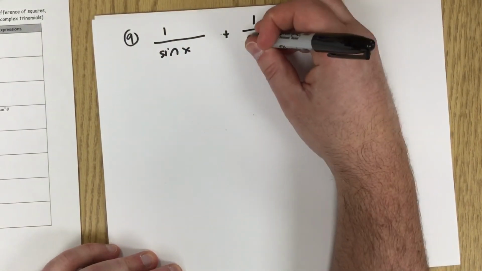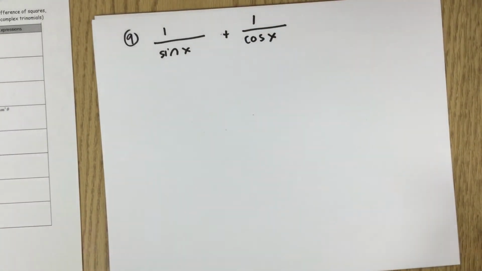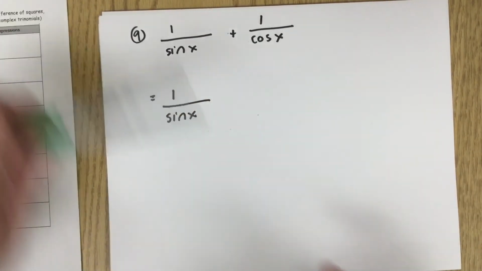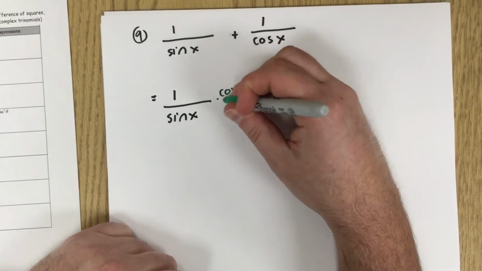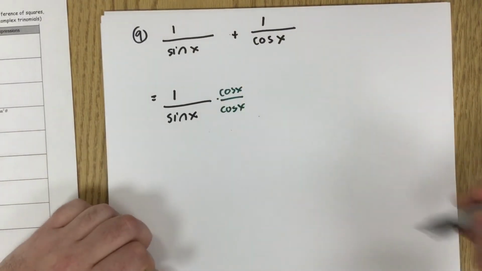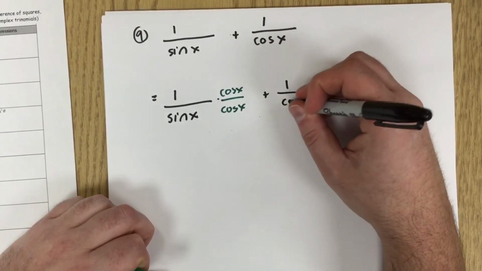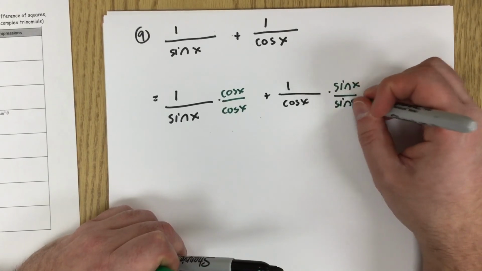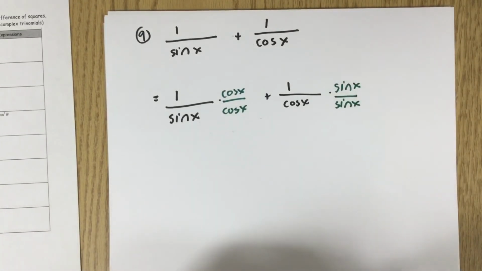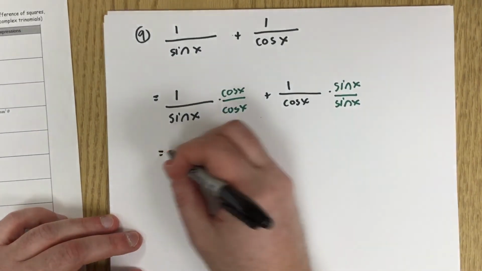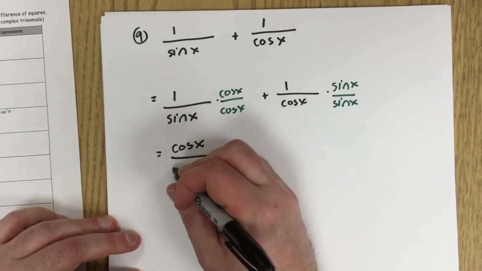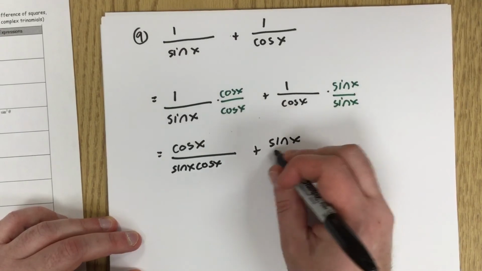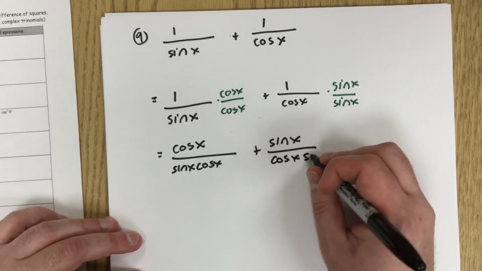So same idea, another common denominator example. In this case, though, we're going to multiply this one by cos x over cos x. And then this one by sine x over sine x. And so that's going to give us cos x over sine x cos x plus sine x over cos x sine x.